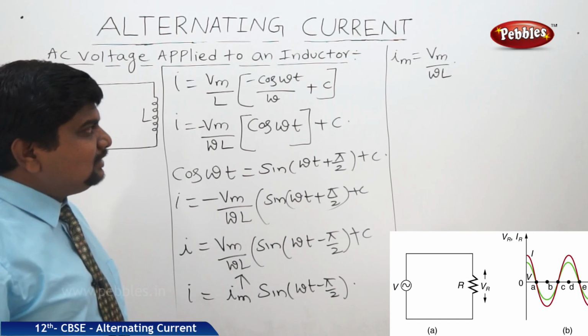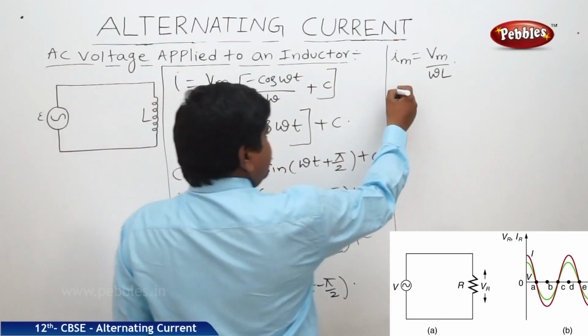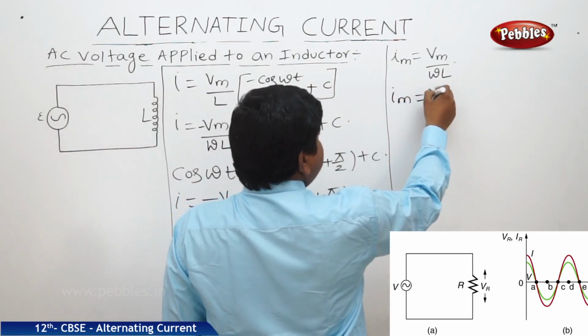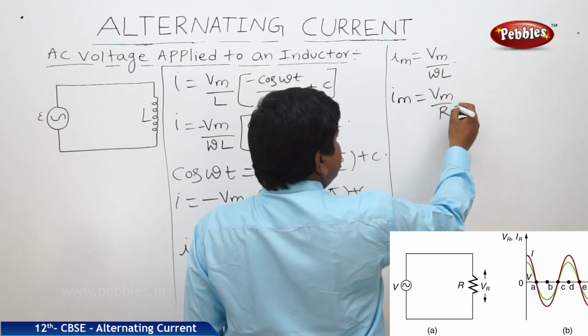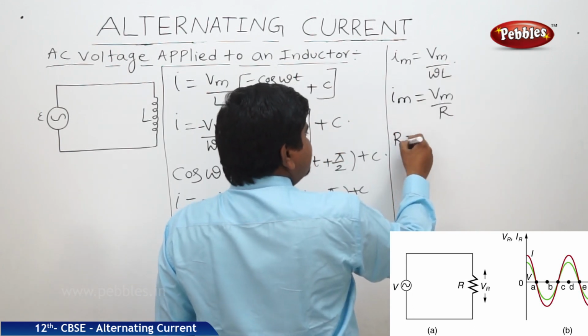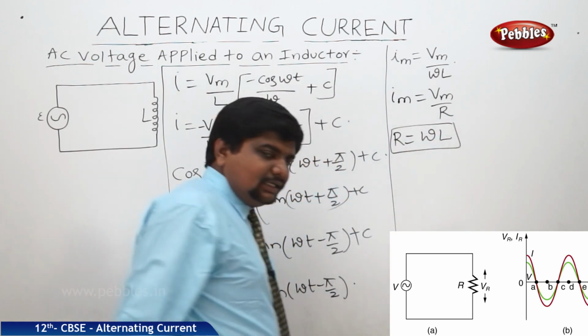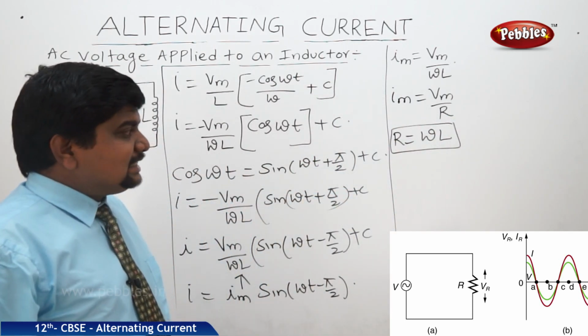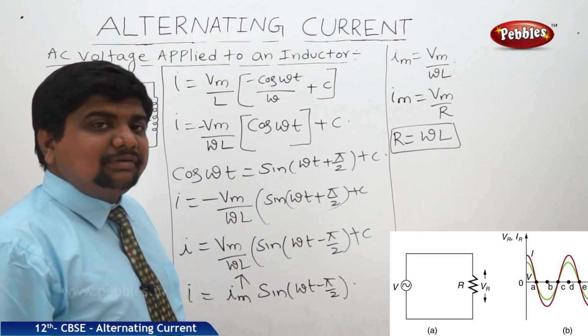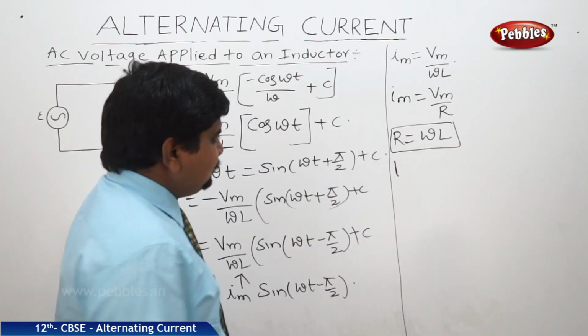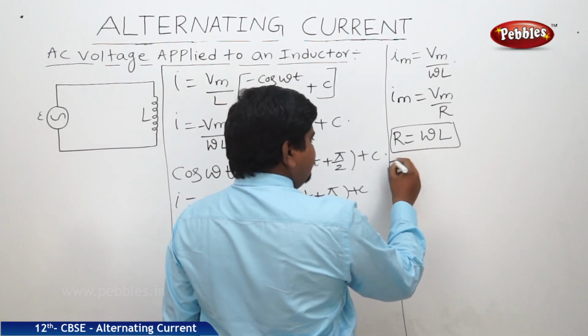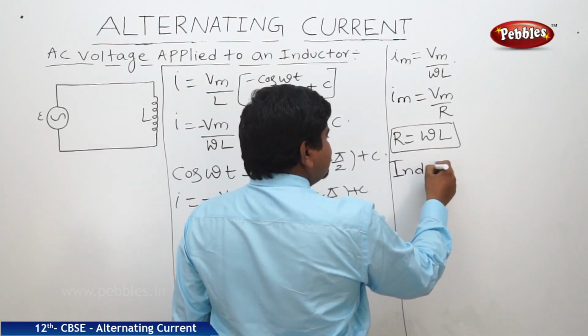What can we understand from this omega L? The earlier equation for Im was Vm by R. In place of R we can write omega L. So what is this omega L? Omega L is nothing but the inductive reactance.